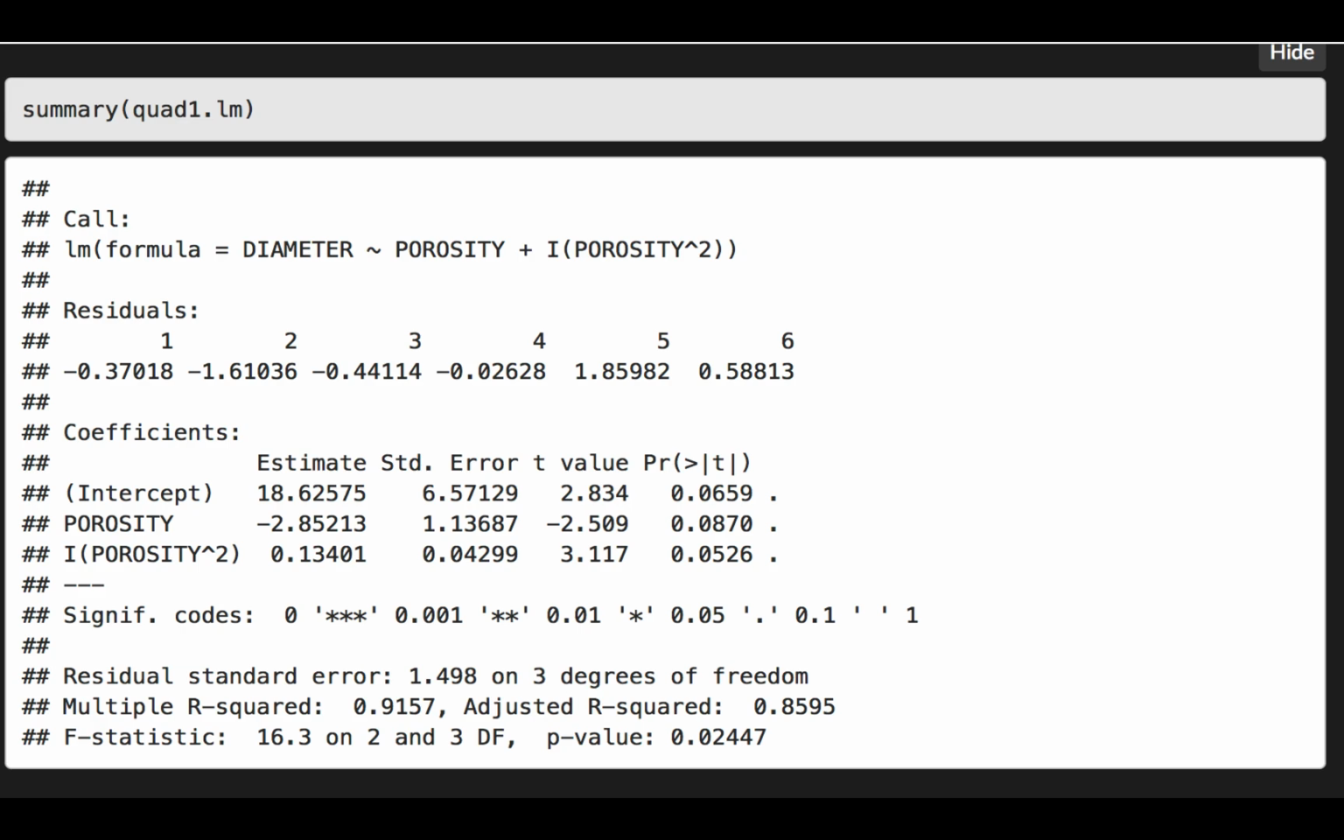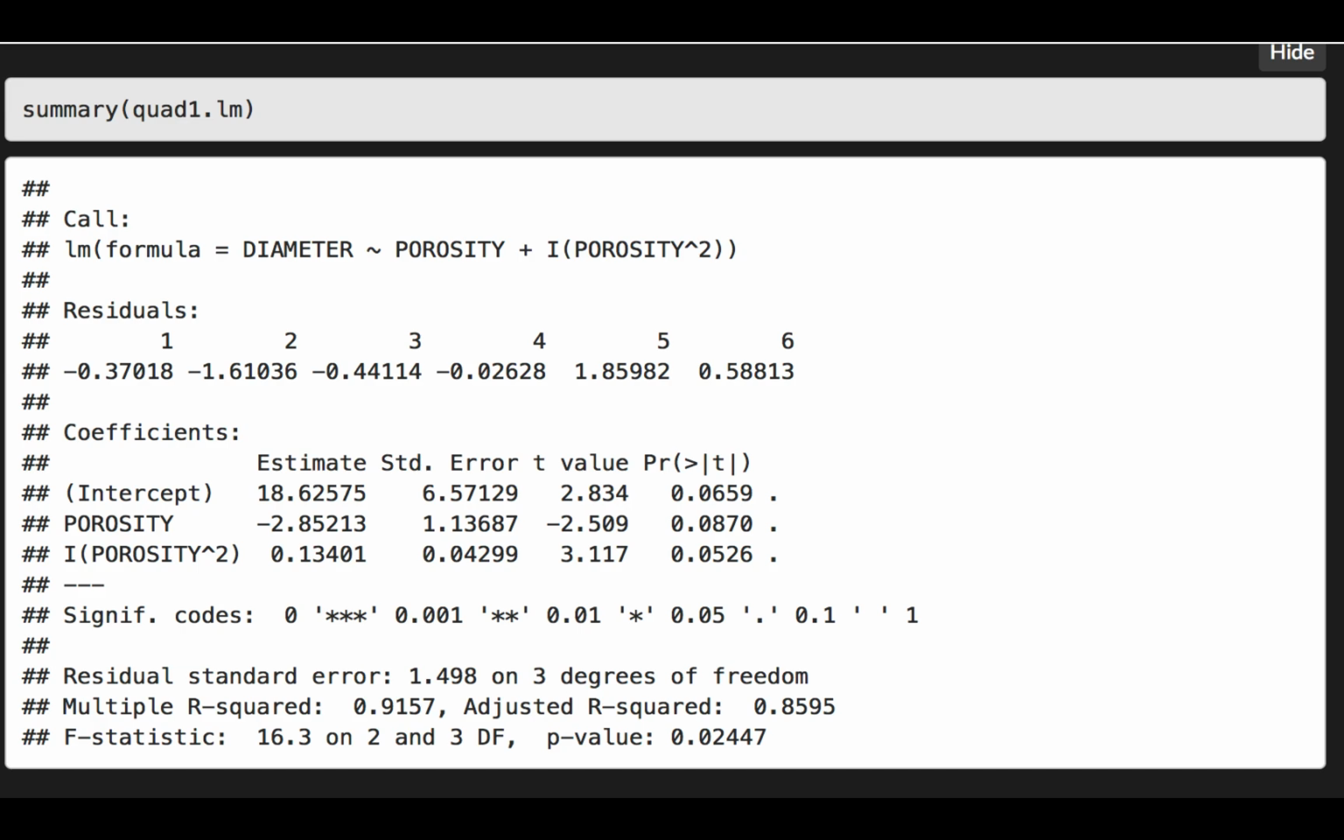The standard error helps us calculate the t-values, and the t-values are actually just going to be the coefficients divided by the standard error. So that first one, 2.834, is actually just going to be the 18.6 divided by the 6.5.